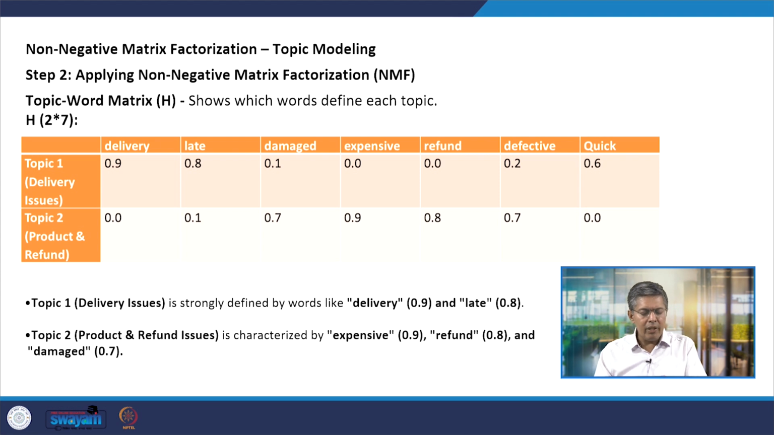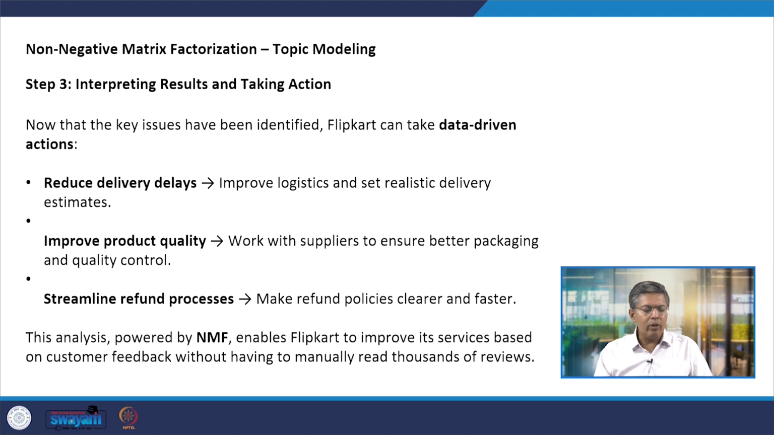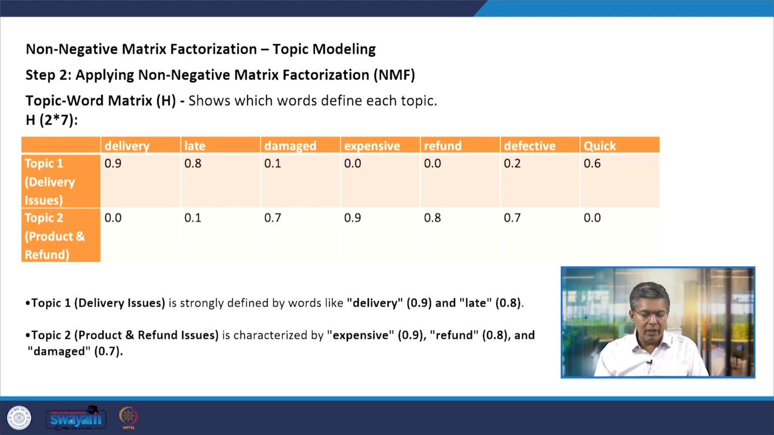Their delivery issues are high, so it has to reduce delivery delays, improve logistics and set realistic delivery estimates. Second point is improve product quality: work with suppliers to ensure better packaging and quality control. And third suggestion is streamline the refund process, make refund policies clearer and faster, because they have been given high value. You can see here, refund.